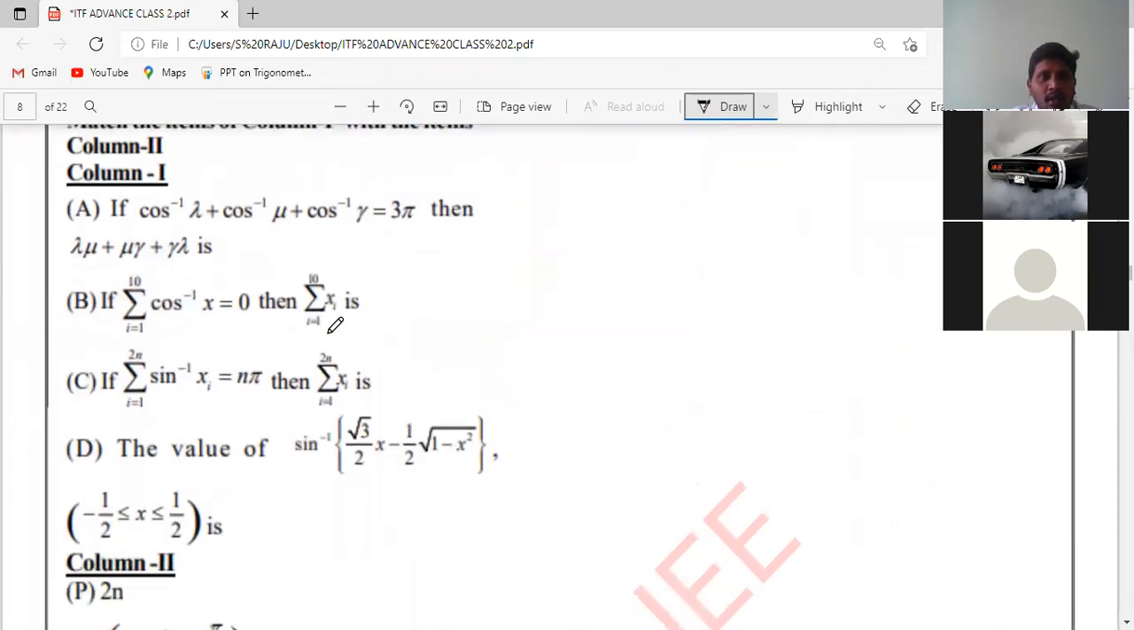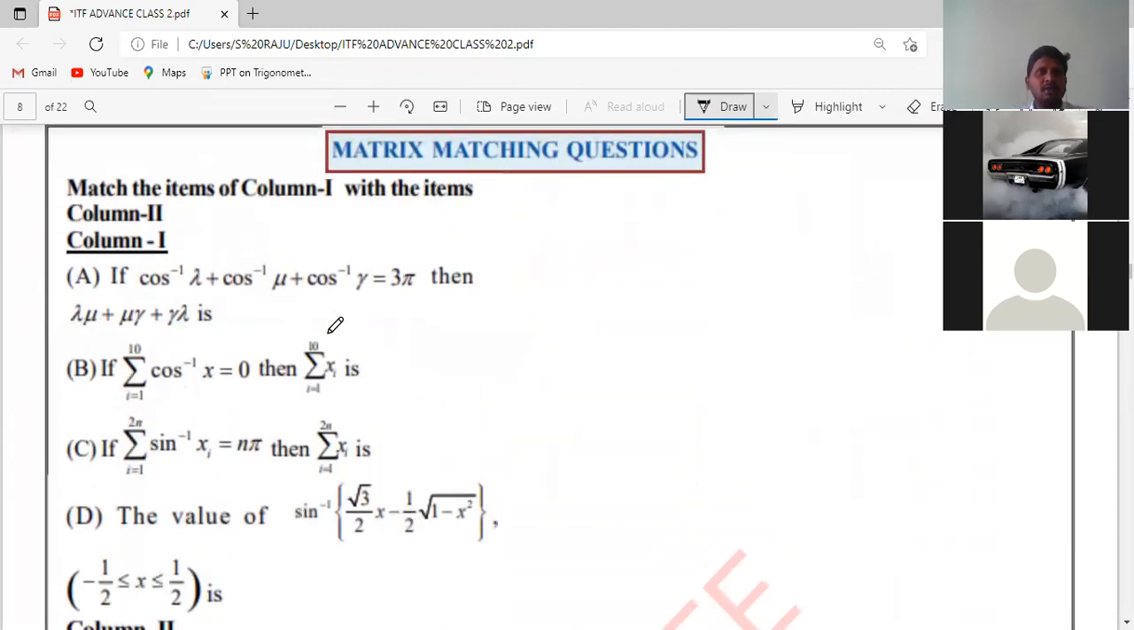So here, match the items of column 1 with the items of column 2. There are 2 columns given.